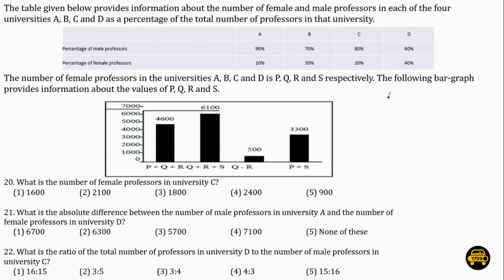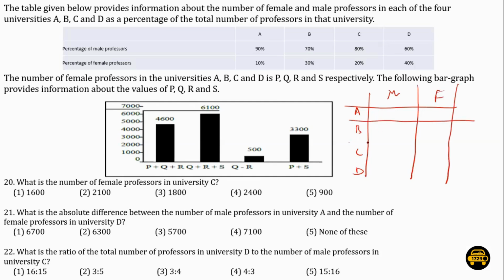So basically, we have been given 4 universities, A, B, C, and D, and every university has some male professors and some female professors. All right, so we have been given the percentage here. Now, the number of female professors in the universities A, B, C, and D is P, Q, R, and S respectively. So the values of P, Q, R, and S will tell us the number of female professors. And we have been given a bar graph which is providing some information about P, Q, R, S. So basically, we have been given 4 equations, and if we solve them, we'll get to know the values of P, Q, R, and S.